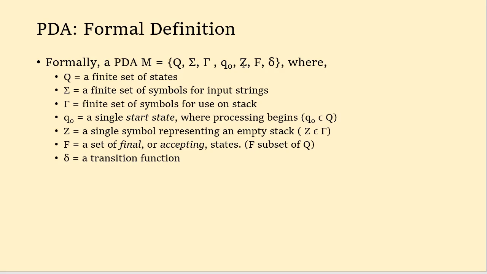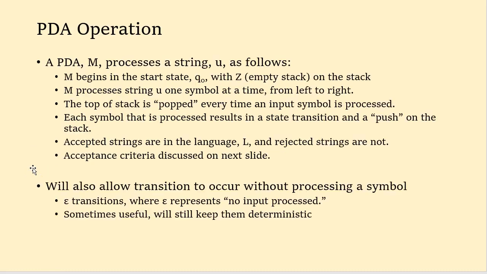If I keep popping things off the stack and popping things off the stack, eventually it's empty. And I need to have a way to tell the mindless machine that it's empty. So that's what Z is. F is the set of final or accepting states as before, and then delta is our transition function, which we're going to have to modify a little bit in order to handle the Z and the gamma and the stack changes in addition to the state changes.